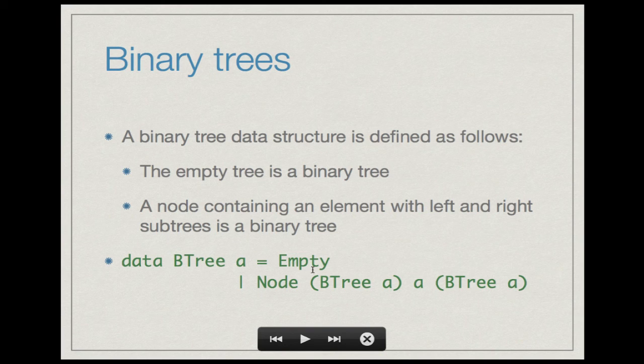So again recall that Empty is a function which doesn't take any inputs and whose output is an object of type BTree a. Node is a function with type signature BTree a arrow a arrow BTree a arrow BTree a, which is the tree that is returned.